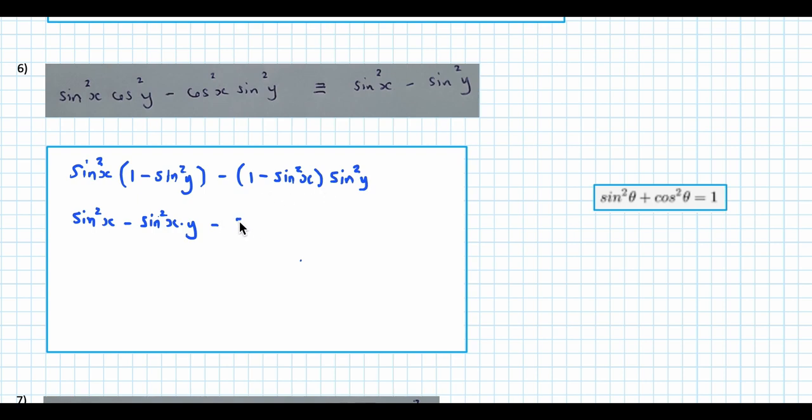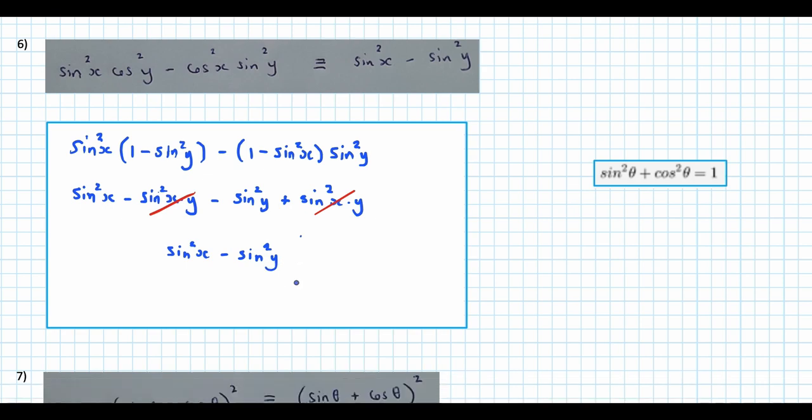So 1 times sine squared y is itself, and then minus times a minus is a plus, be careful. And we've sine squared x times sine squared y. And from there I can see a cancellation. And so we end up with our answer now. Sine squared x minus sine squared y. On to our last question now.